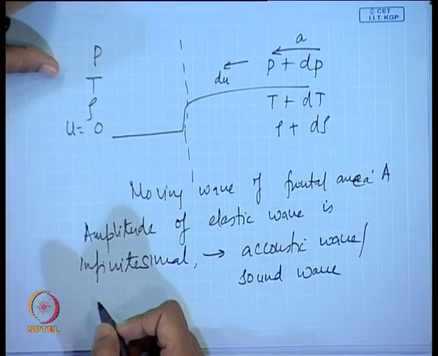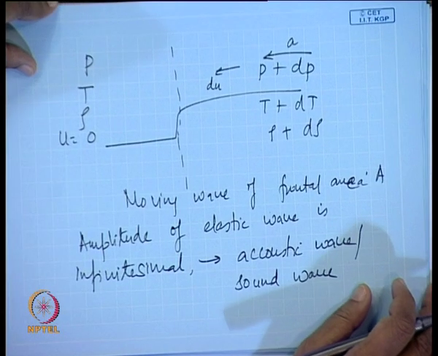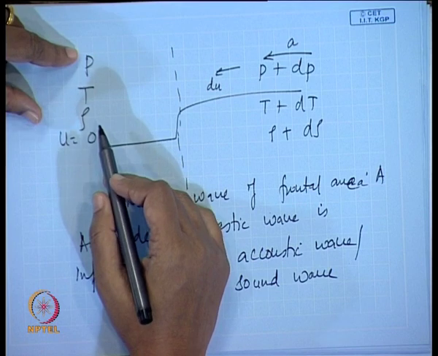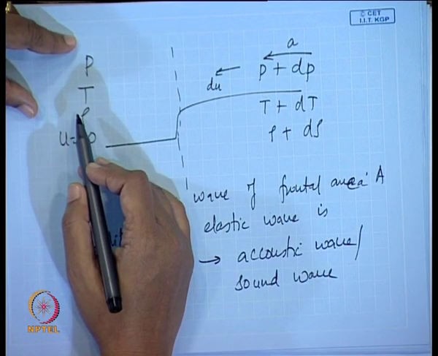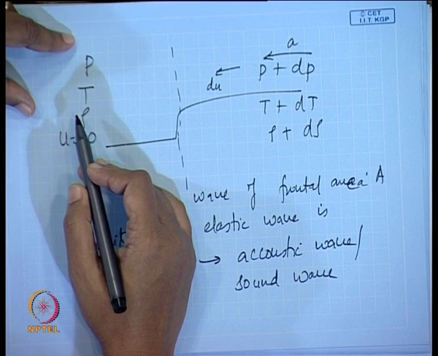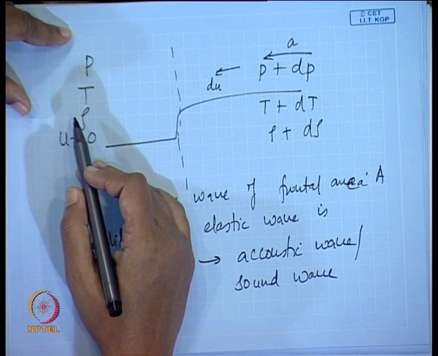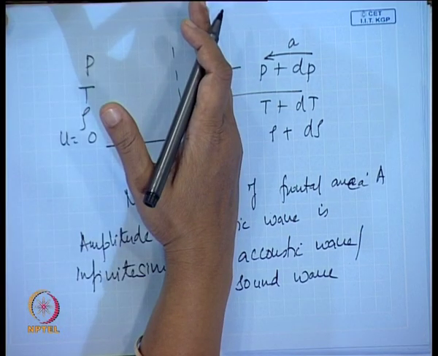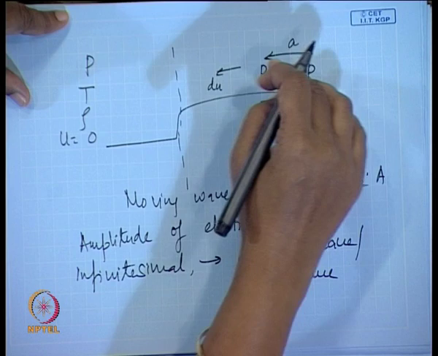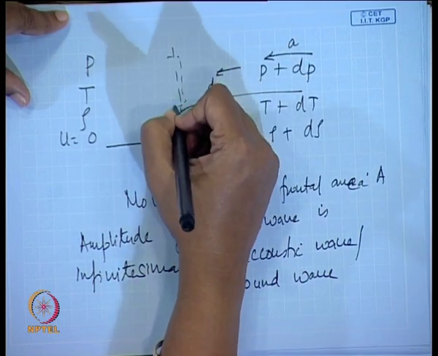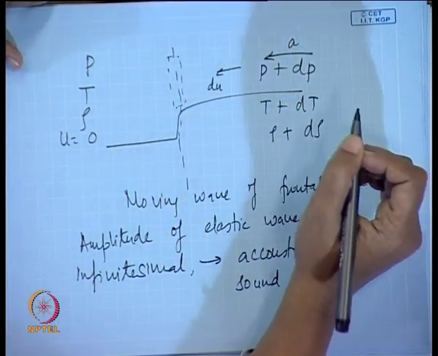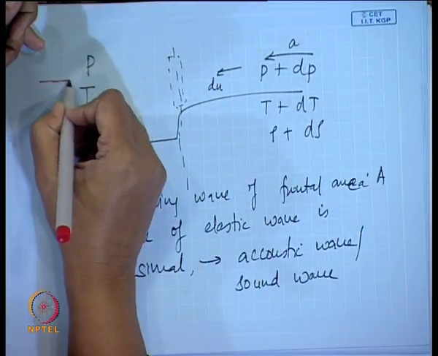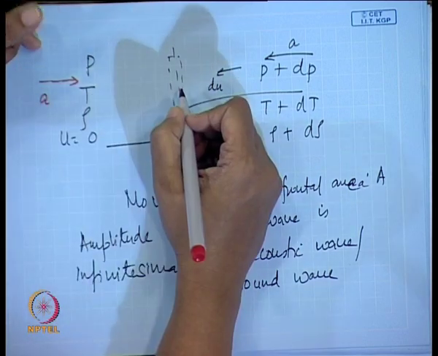Now, when this infinitesimal pressure pulse is propagating at a speed A towards still fluid at the left, the properties are as I have shown here. Now, for steady state analysis, what can we do? For steady state analysis, we can superimpose another velocity A from this direction, so that your pressure pulse becomes stationary at one particular location, is it not?